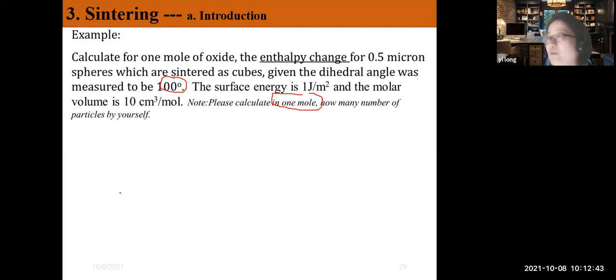So whether you start with particles that sinter together later into bulk materials, whether this is going to happen or not is determined by only one thing, which is the total surface energy. Okay, so this is thermodynamic. This is a general rule, a universal rule.